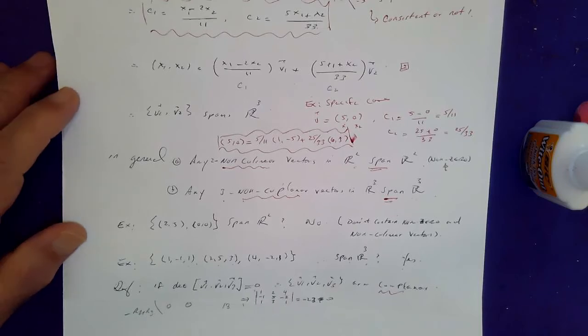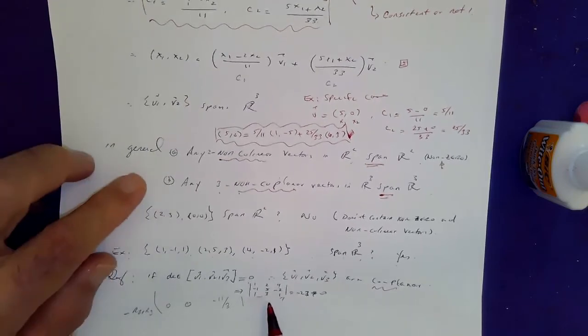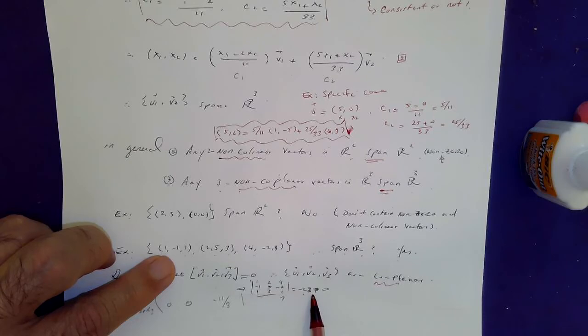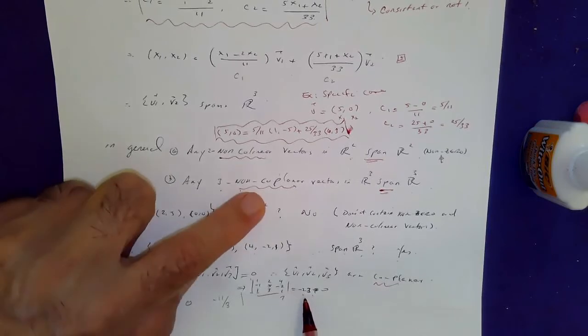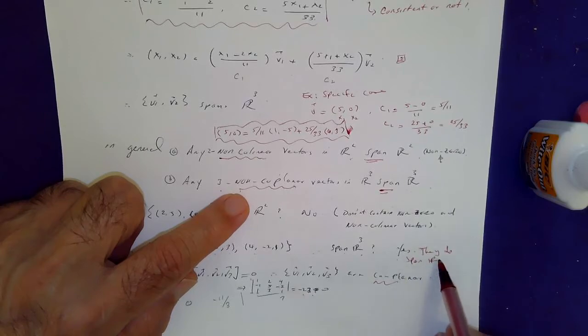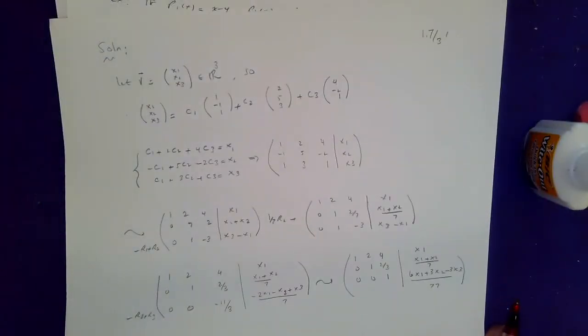They do not span. However, for our case, these three vectors, the determinant comes up non-zero, so they are non-coplanar. Therefore, yes, they do span R3. Do you see it? So that's pretty much in a nutshell what that is.